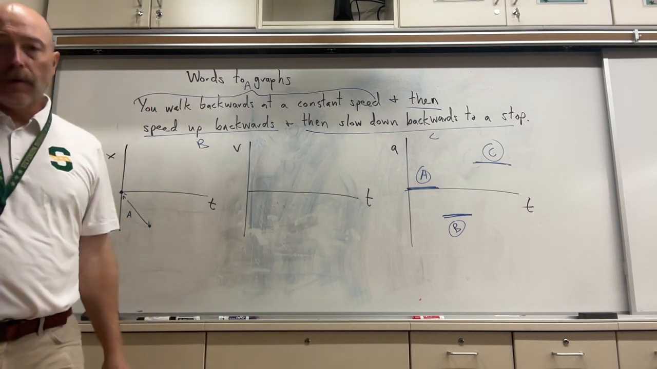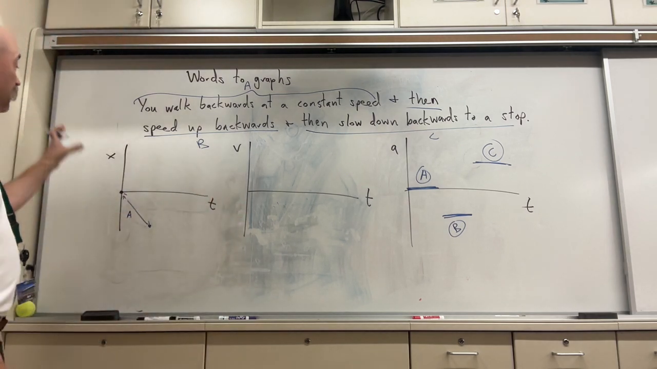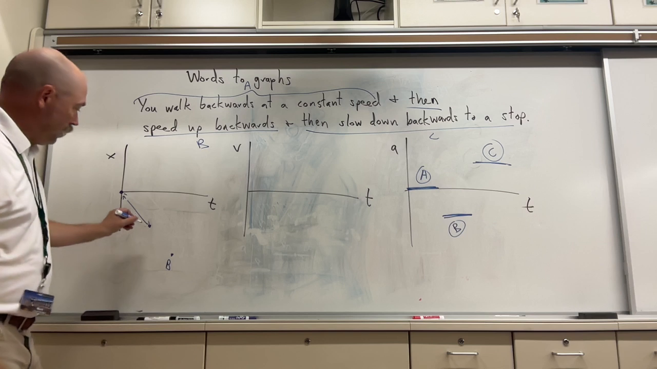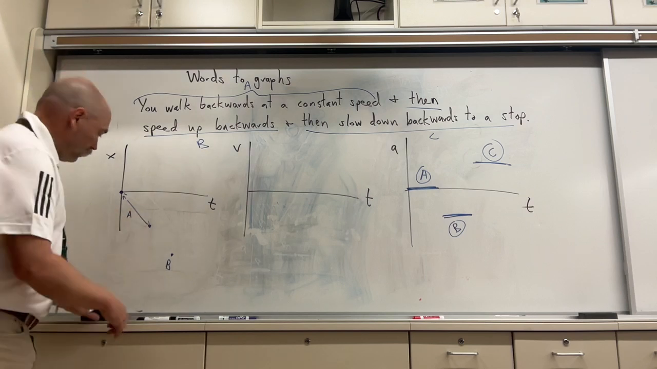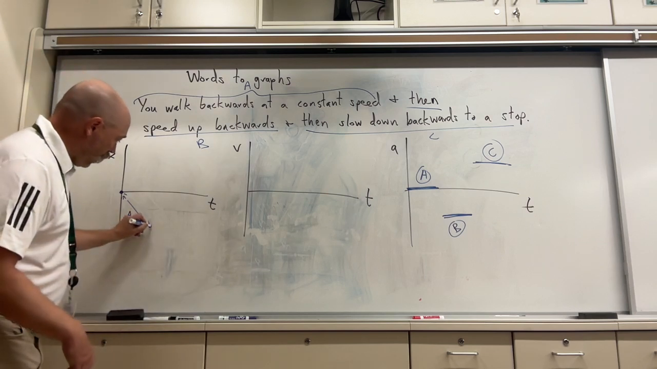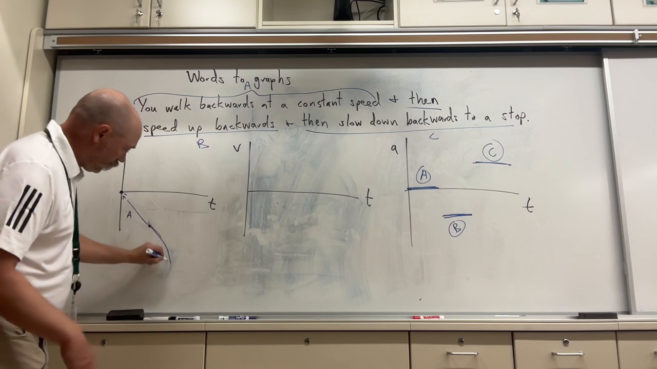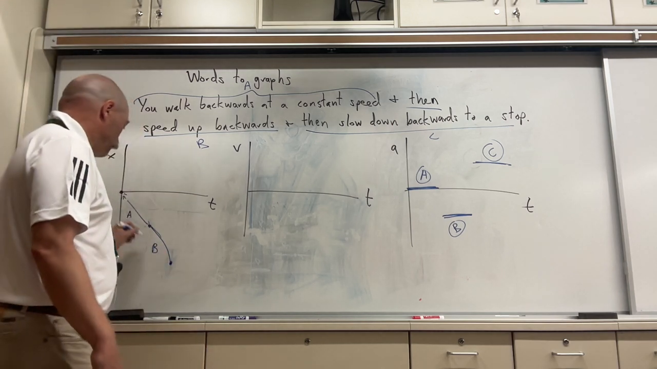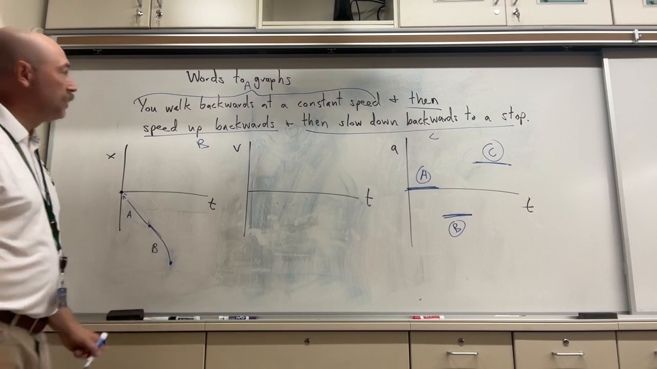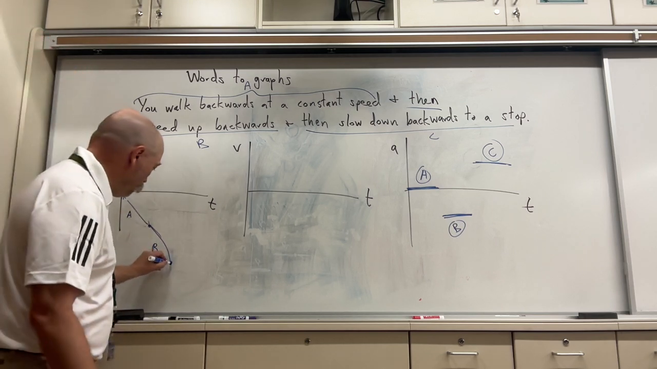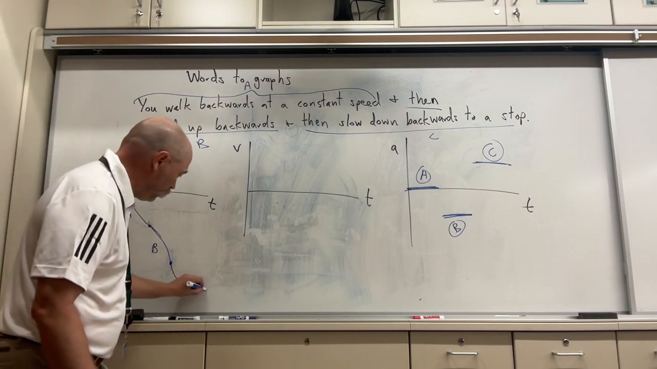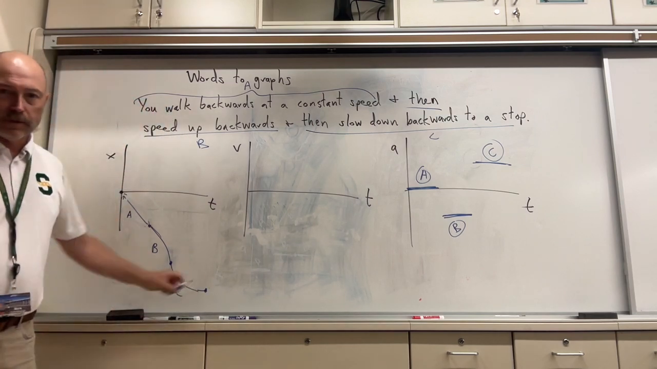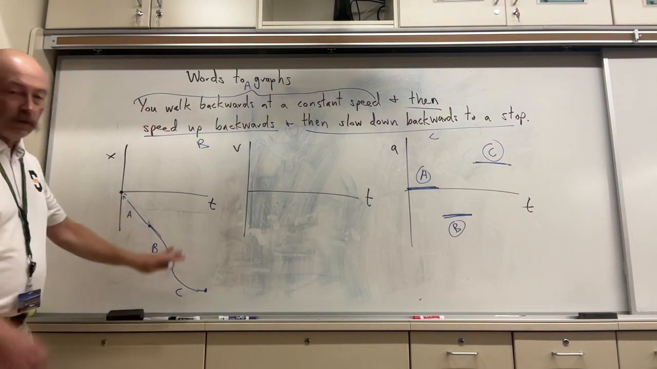Okay? Moving backwards at constant speed. Then I speed up backwards, so then my part B has to be down here, linear, like this. Well, in this case then, it has to curve down because I have to be going faster and faster. There's my part B, speeding up, slope getting steeper. Slow down backwards to eventually a stop: C, and then eventually I want my slope to be 0. Okay, A, B, C. Good?